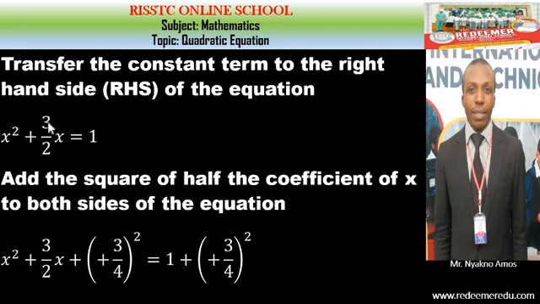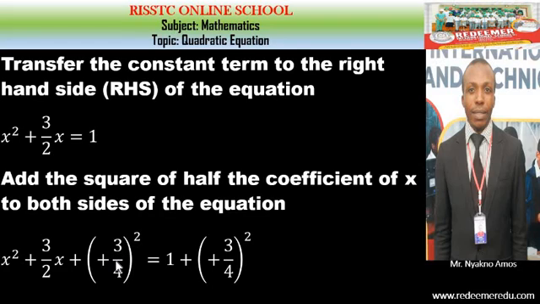The coefficient of x here is the number before x. What do you have here? Plus 3 all over 2. You have to take this sign into consideration. When you are adding, take the sign with the number. So that we are now having x squared plus 3 all over 2x plus the square of half of 3 all over 2. If you multiply 3 all over 2 by half, you are now having what?